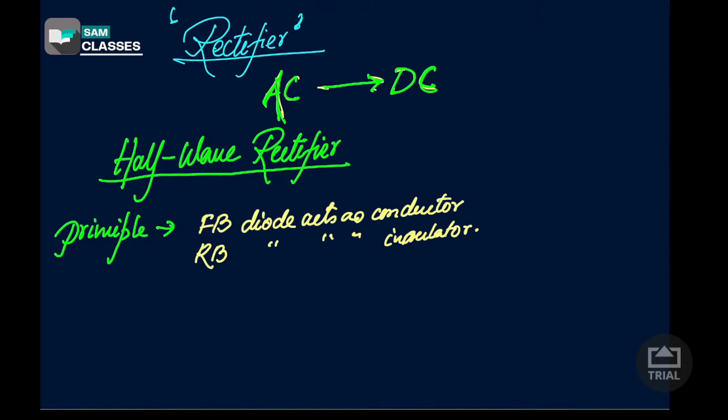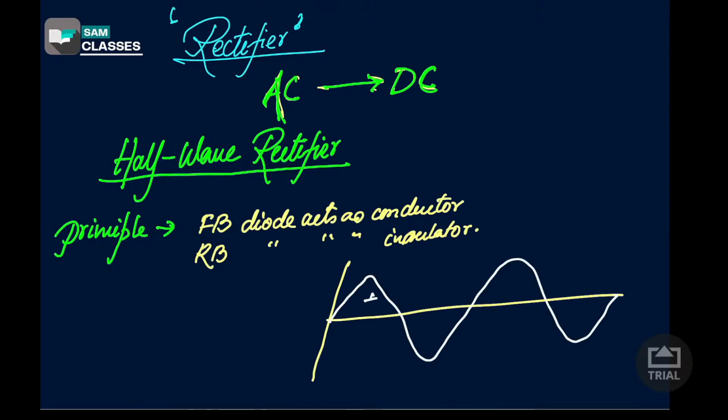Okay, clear? Now, the circuit diagram I won't be able to draw right now, but I'll draw the input-output graph. Let's see what happens. This is my input going plus minus. And if I use one diode, what will the work of this diode be?